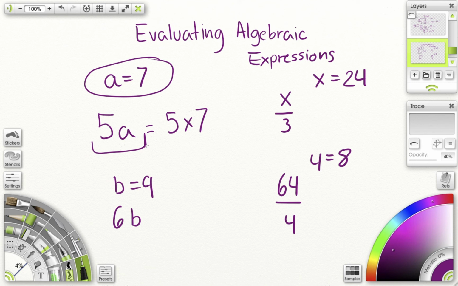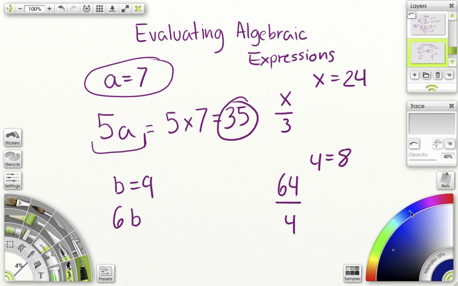So 5a, we know a is equal to 7, so I put 5 times 7 because I did 5, which is my original number, times because I know that 5a is a multiplication problem, and 7 because a is equal to 7. 5 times 7 is equal to, what's 5 times 7? It's 35. So my answer to this problem would be 35 when a is equal to 7. And that's all we're doing.